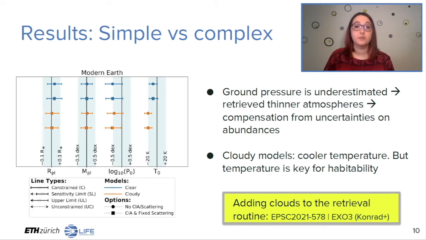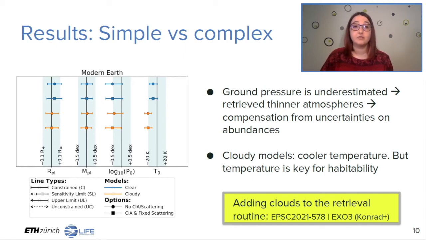When it comes to comparing the retrieval options, we notice negligible differences. Any effect produced by CIA and scattering is very small at this wavelength range, resolution, and signal-to-noise ratio. We notice that the ground pressure is underestimated, which means that we retrieve thinner atmospheres. This is due to a compensation effect that the retrieval applies to reproduce the spectral signatures of the main absorbers, essentially water and carbon dioxide, which are themselves retrieved with uncertainties. In this case, we are limited by the resolution of the data.